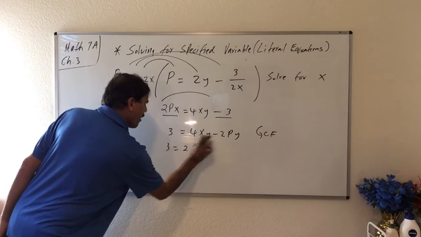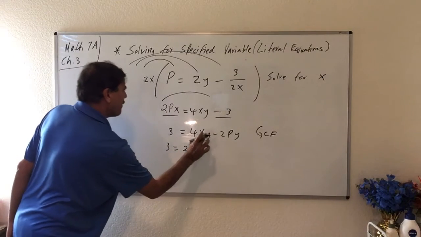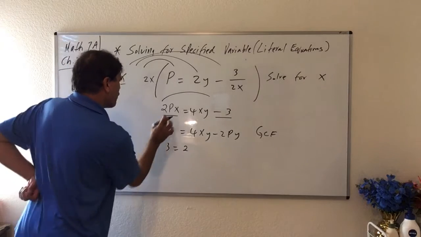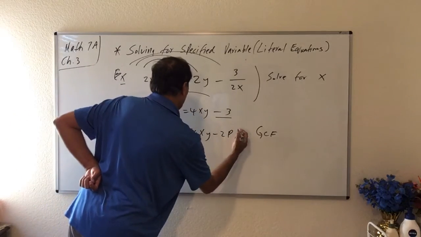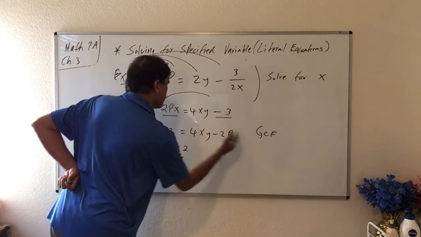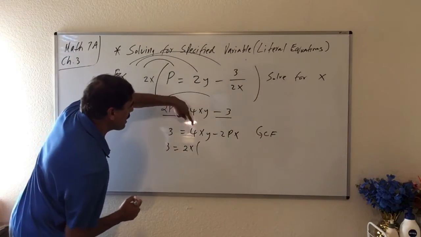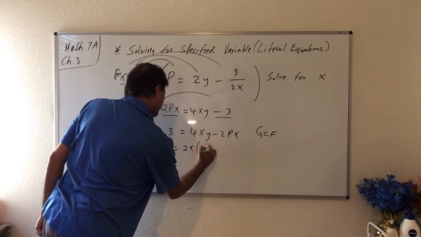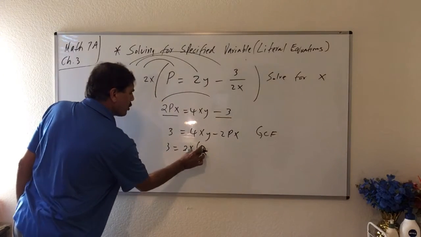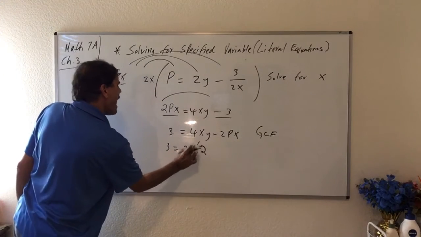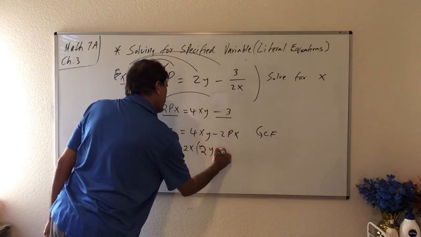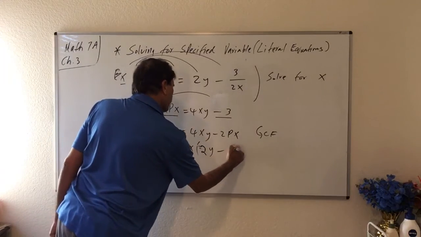So 2 is coming out, from 4 and 2. And in this case here, px, I'm sorry. So it's 4xy minus 2px. So the x is also coming out. And what is left over here? 4. 2 times 2 is 4. So left over is 2 then. And then x, so y, minus 2 is gone. Left over is a p.